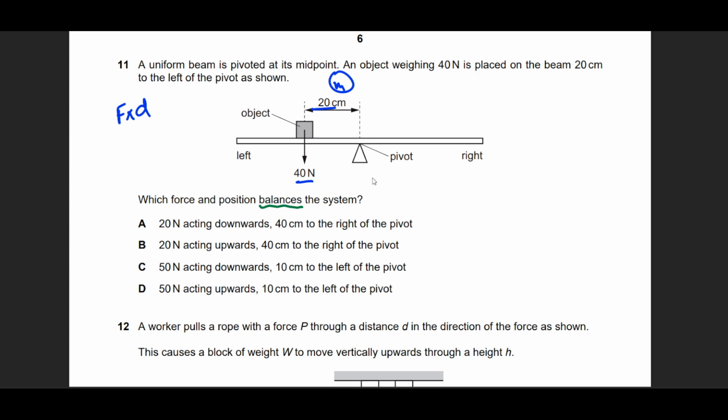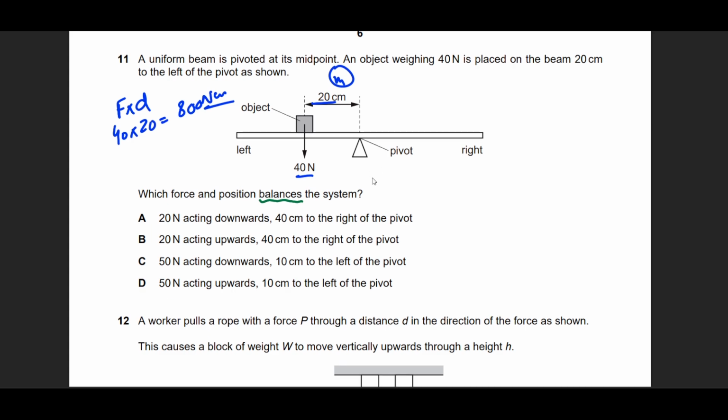Let's figure out the rest of the options. What will be the moment because of this situation? This will be 40 multiplied by 20, that is 800 newton centimeters. So we want something equal to 800 newton centimeters to balance this, be that placed over here or anywhere else, but its moment should be 800. First, let's figure out the moment in each option. It's 20 multiplied by 40, 20 multiplied by 40. This is 800, this is also 800, but this is 500. C and D are representing a value of 500 newton centimeters.